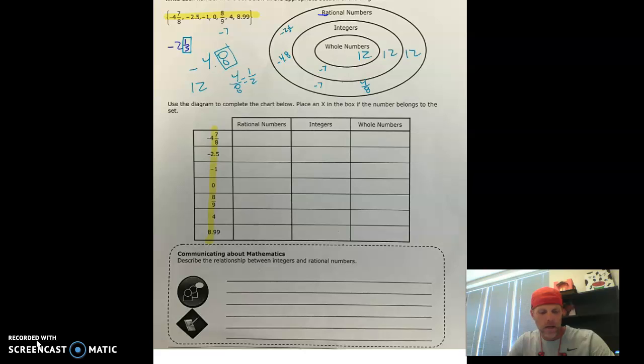Down here it says, communicating about mathematics, describe the relationship between integers and rational numbers. What that means is, think about middle school relationships. What is similar in the two, and what's different in the two? Okay? So just list one thing that's similar about integers and rational numbers, and one thing that's different about integers and rational numbers. If you can do that, you'll be golden.